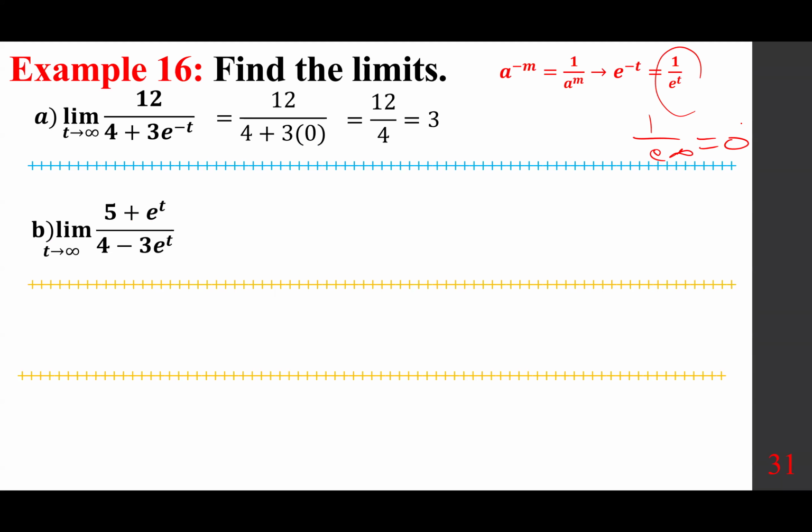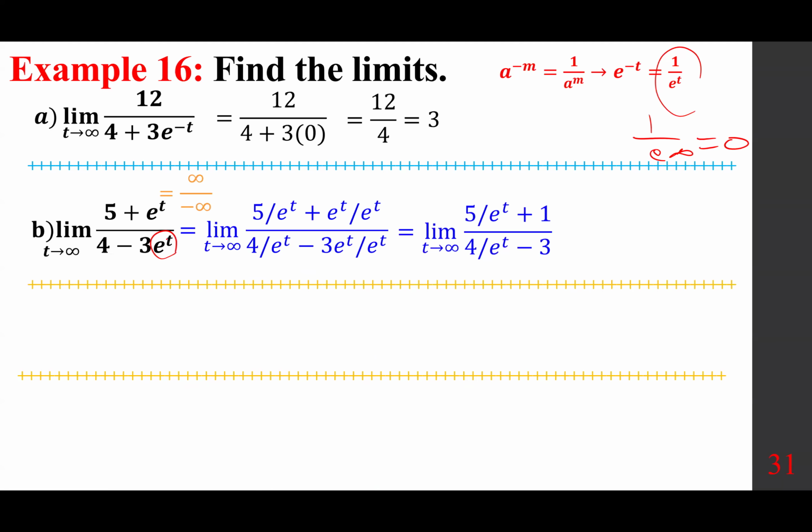What about here? If you plug in, you get infinity over negative infinity. Now, this is not a rational expression. It's a fractional format. So we treat it in the same manner, meaning we divide by the highest value in the denominator, which is e to the power of t, and simplify. As you can see, when t goes to infinity, e to the power of t goes to infinity. This goes to 0, this goes to 0. You get positive 1 over negative 3, or negative 1/3.